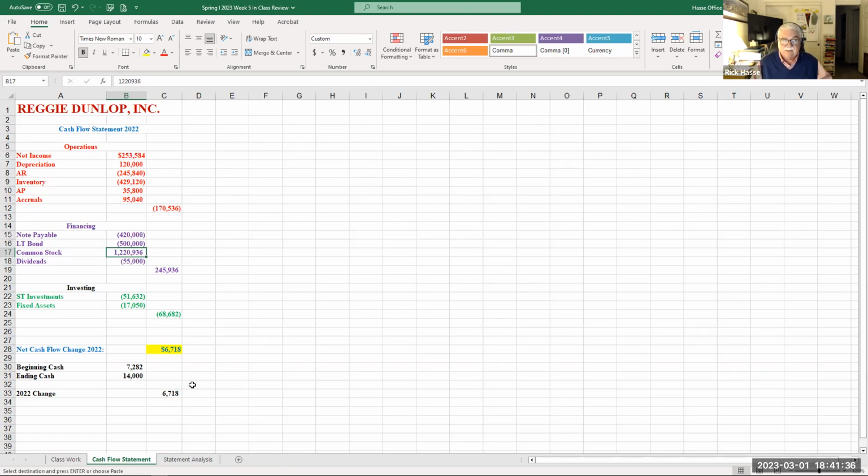Taking into account payment of long-term liabilities, payment of dividends, and money coming in by the issuance of those 150,000 shares of stock, they had a positive $245,936 of positive cash flow in finance. Now, I just want to highlight one thing, and we'll talk more about that when we get into the finance side of our class in another couple weeks.